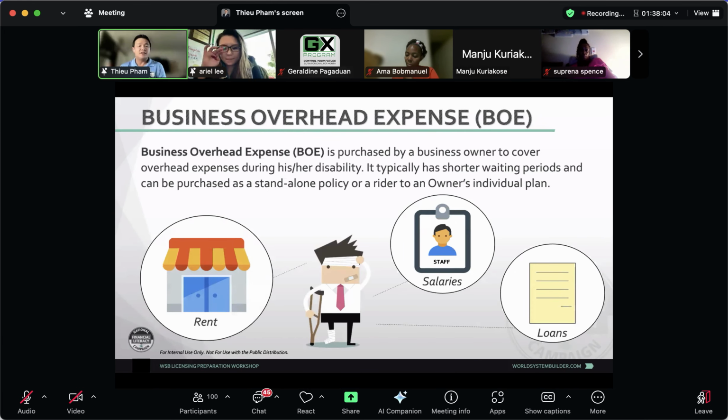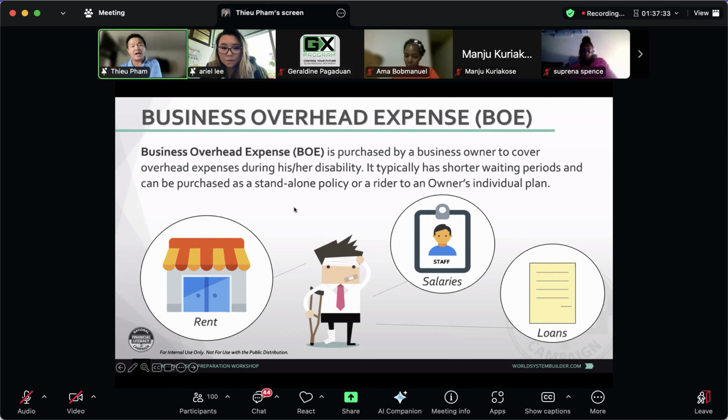Overhead expense. Business overhead expense is usually purchased by the business owner to cover overhead expenses during his or her disability. For example, if you are a doctor and you cannot work, you usually want to buy overhead expense, which covers the rent, the salary to your employees, and all the loans. It typically has a shorter waiting period and can be purchased as a standalone policy or rider to an owner's individual plan. Okay, business overhead expense.